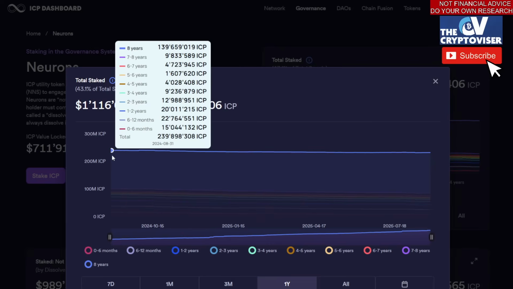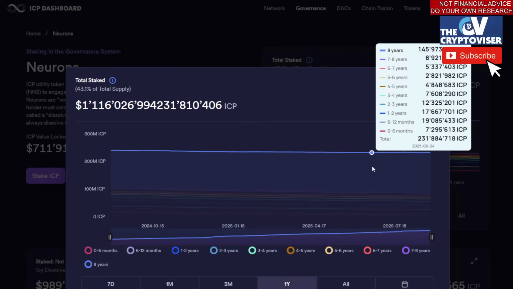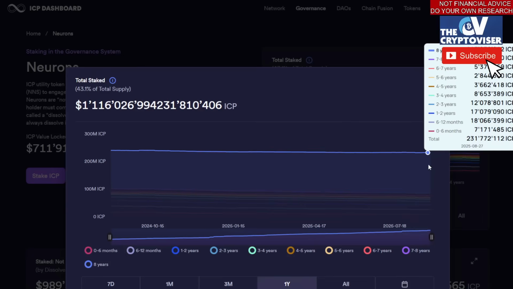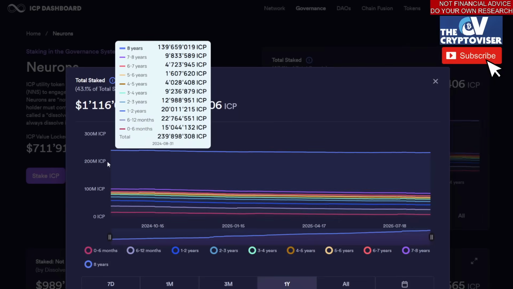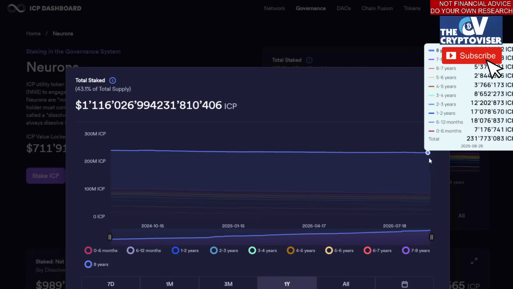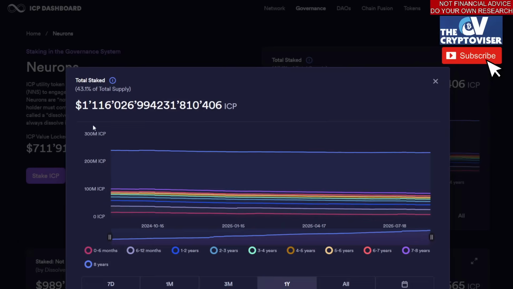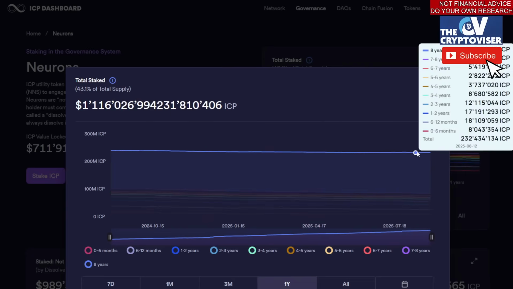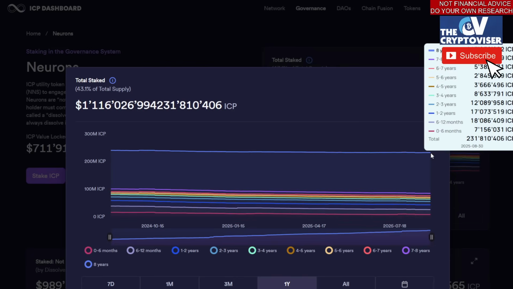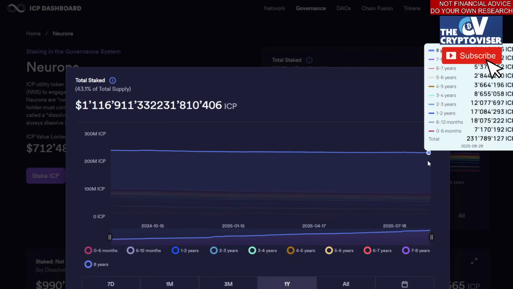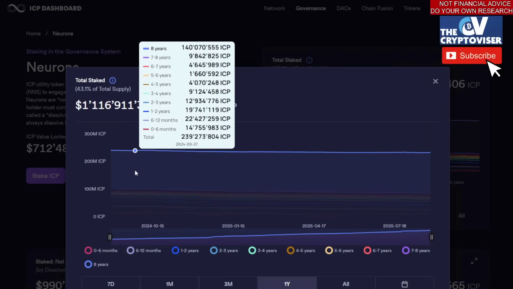But yeah, you can see here that about 1 year ago, Internet Computer had 139 million ICP staked for 8 years. And now it's almost 148 million, which is an increase of about 8 million coins. The total amount was 239 million last year, and now it's 231 million. So we've had an overall decrease in total staking, but we've had an increase in long-term staking, which is also a very good metric to understand.